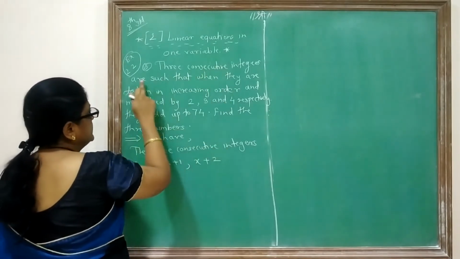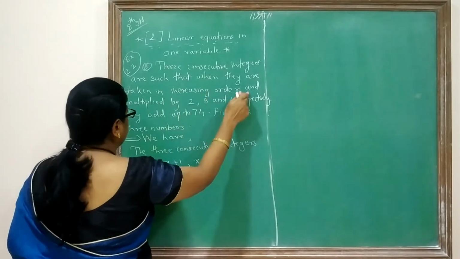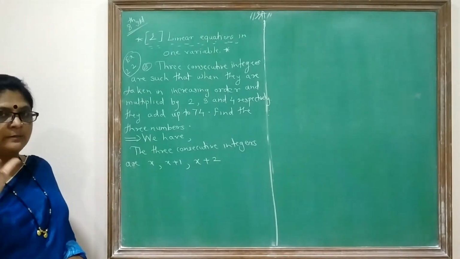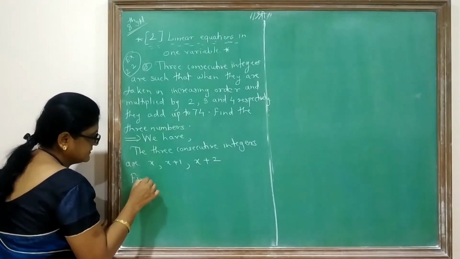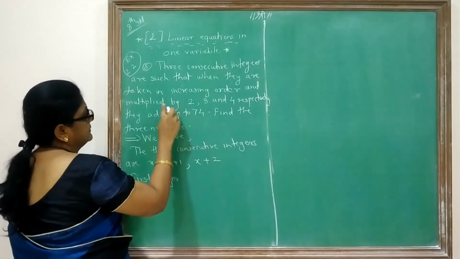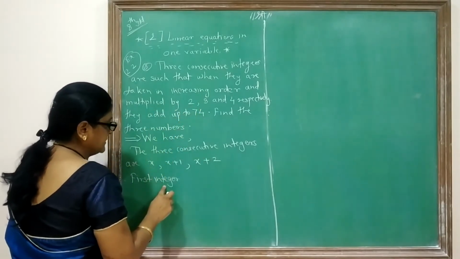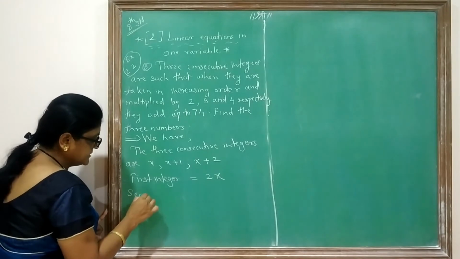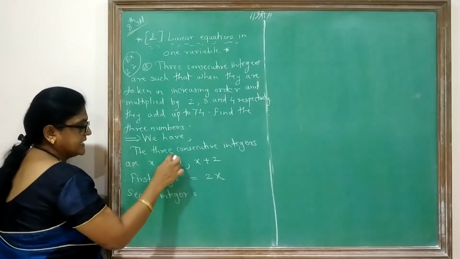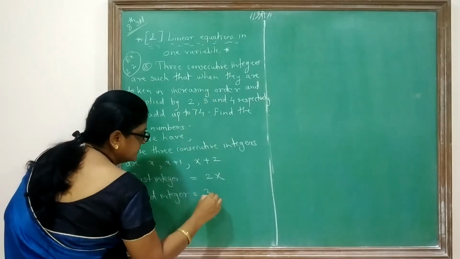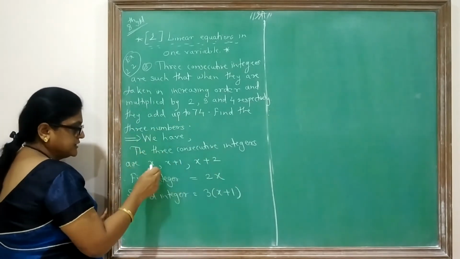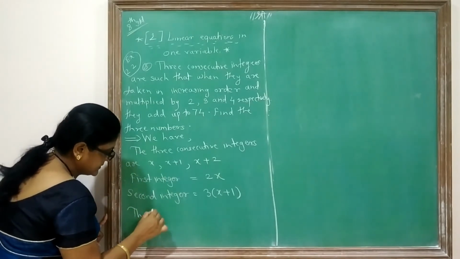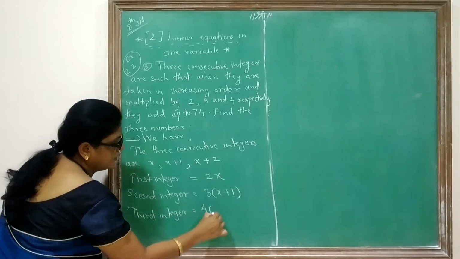Then what is your question? Integers are such that when they are taken in increasing order and multiplied by, first integer you will multiply by 2, second integer you will multiply by 3 and third integer you will multiply by 4. Then the first integer multiplied by 2 gives 2x. Your second integer is x plus 1, which we will multiply by 3, so you will write 3 into x plus 1. Because the first number will be multiplied by 2, the second by 3, and your third number by 4. Then your third integer is 4 into x plus 2.